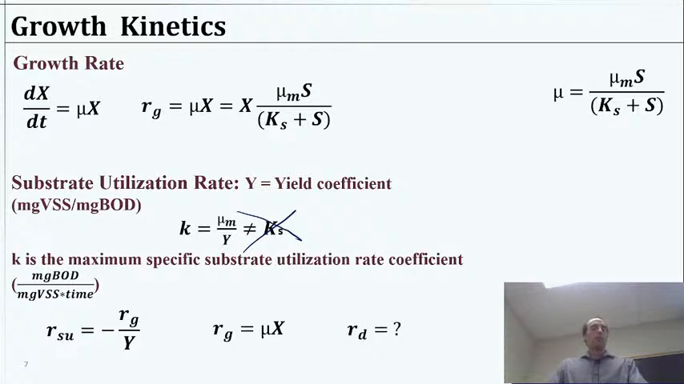Okay, so this maximum specific substrate utilization rate coefficient will have units of milligrams BOD, so milligrams of the substrate we're using, per milligrams VSS, so that's the mass of bacteria, per time. We can find that by taking the maximum specific growth rate, mu max, which is per time, and dividing it by the yield coefficient, which is the amount of mass of bacteria we get per mass of substrate we use.